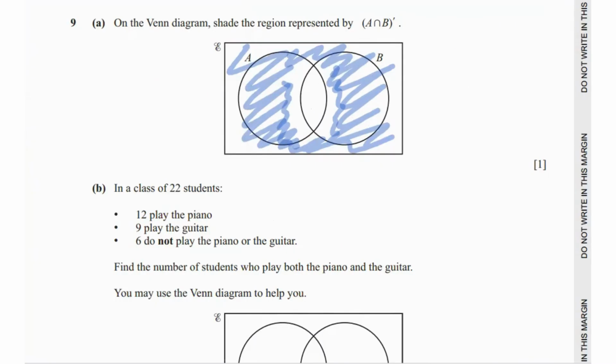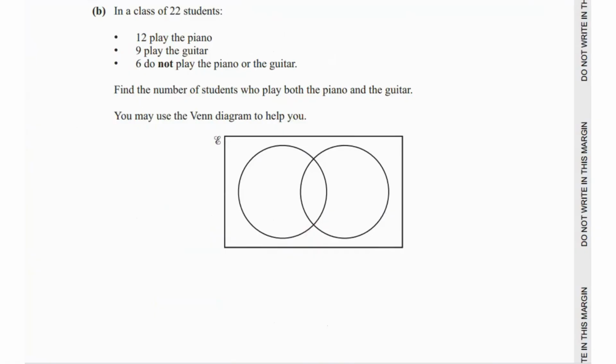In a class of 22 students, 12 play the piano, 9 play the guitar, 6 do not play the piano or the guitar. Find the number of students who play both the piano and the guitar. You may use the Venn diagram to help you. So 6 play neither. This is the piano, this is the guitar. 6 is outside. 12 play the piano, so 12 over here, and 9 play the guitar. Obviously, there's something common because we have to find out the number of students who play both the piano and the guitar.